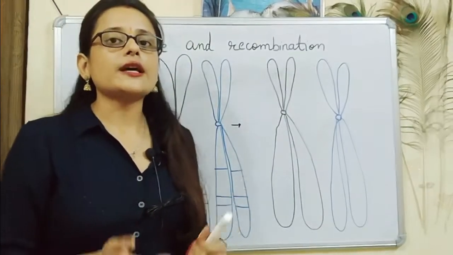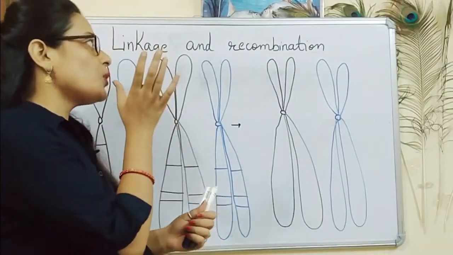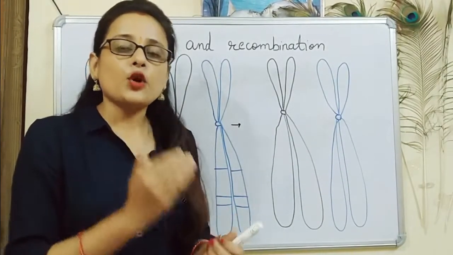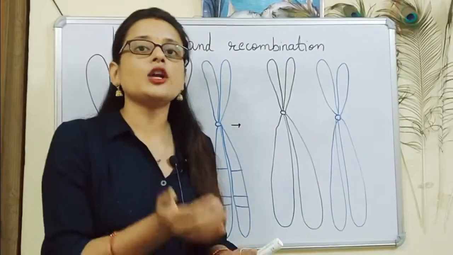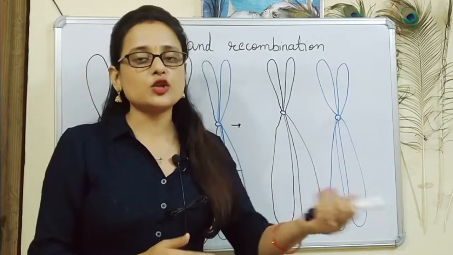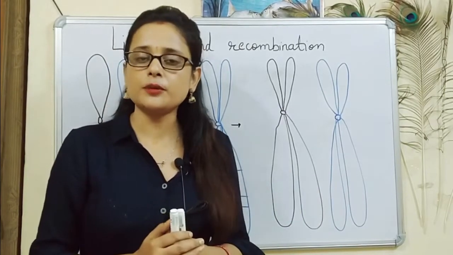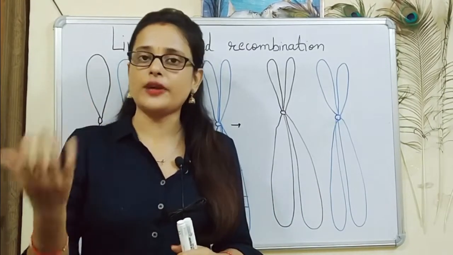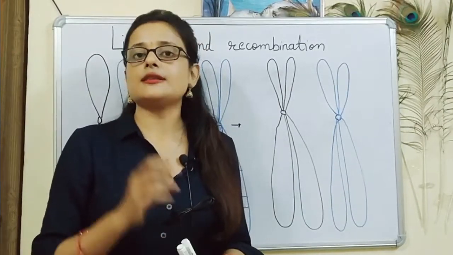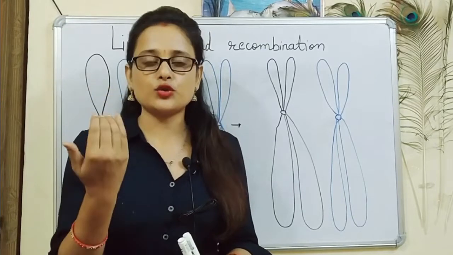Recombination is also called crossing over, and both phenomena are seen during prophase 1 of meiosis, which takes place during gamete formation in sexual reproduction. During sexual reproduction, gametes are produced by the process of gametogenesis, and gametes are formed by meiosis. Meiosis has two stages, meiosis 1 and meiosis 2.